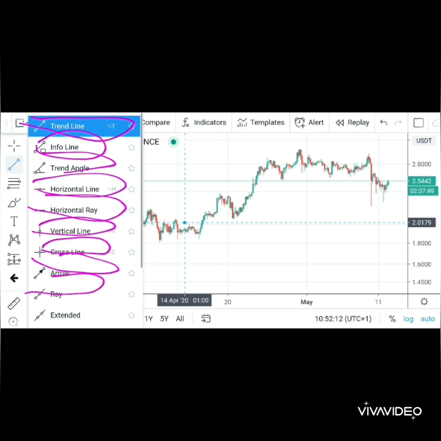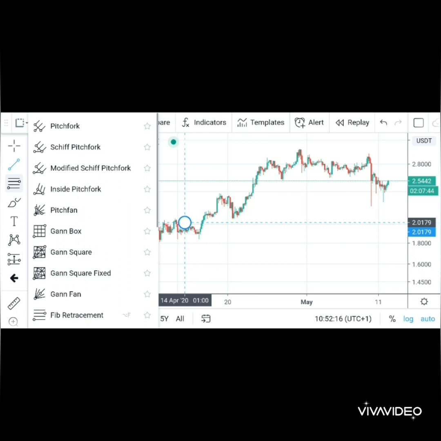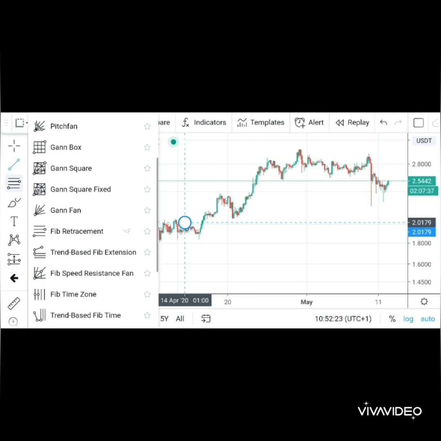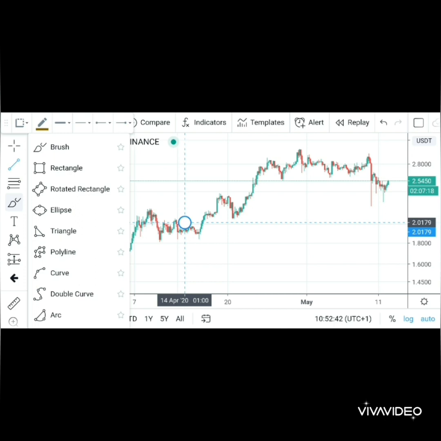And this is one that I highlighted. Over here you have your various tools, but the main one that I'm going to talk about later on is Fibonacci retracement, Fibonacci extension, Fib fan, Fib zone. I'm basically going to focus on Fibonacci because it is a very good tool that you can use to predict market movements.